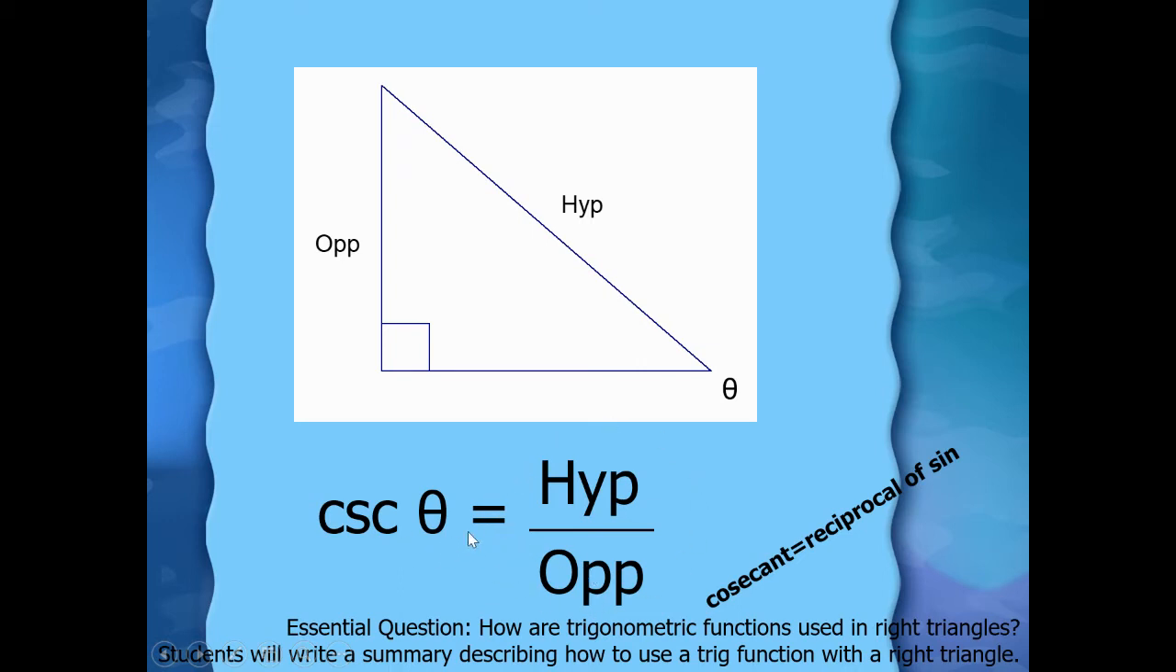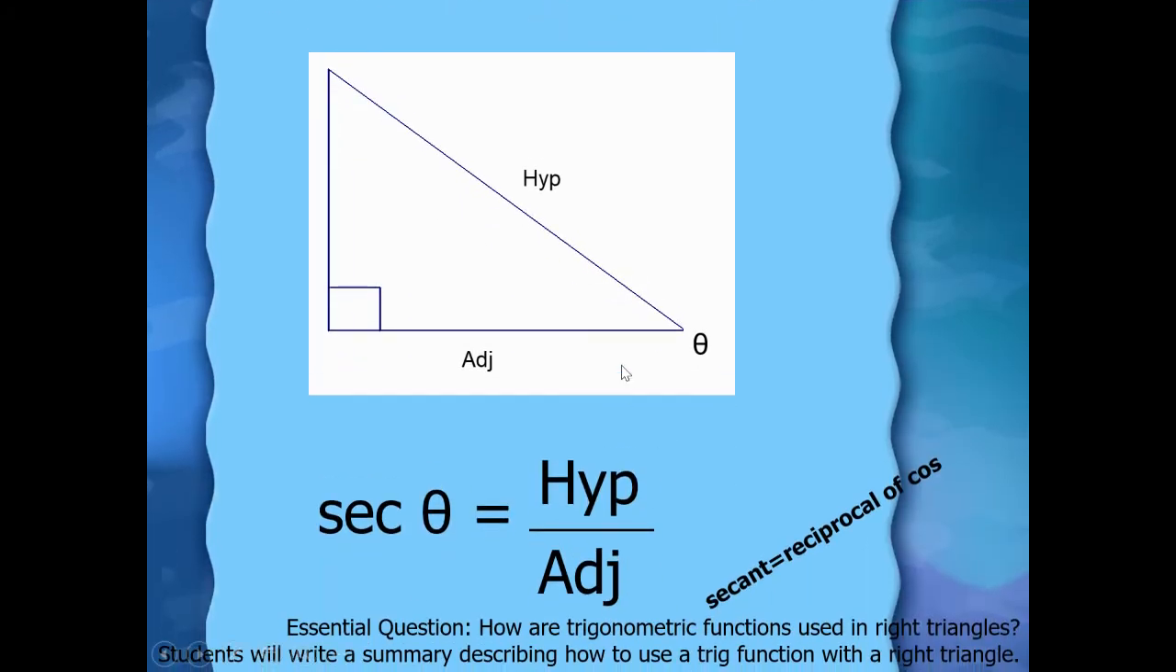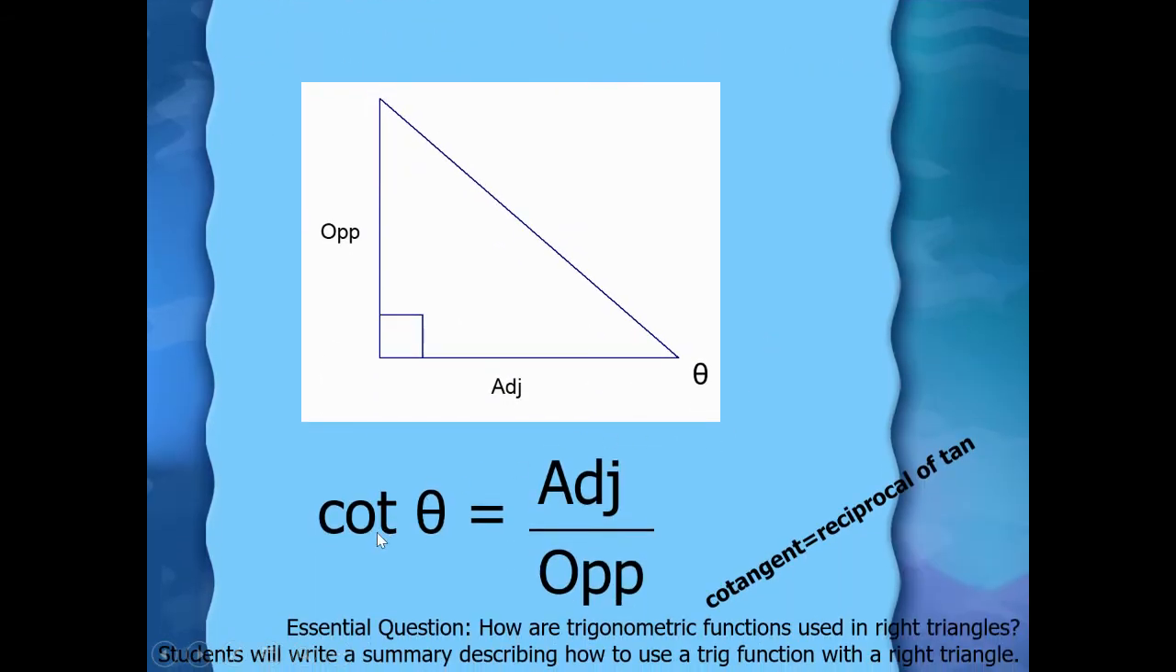So the cosecant of theta is the hypotenuse over the opposite. Notice that's just the reciprocal of sine. And CSC stands for cosecant. So this cosecant is the reciprocal of sine. The secant is the hypotenuse over the adjacent. And you'll notice that this is the reciprocal of cosine. And then the cotangent is the adjacent over the opposite, or the reciprocal of tangent.